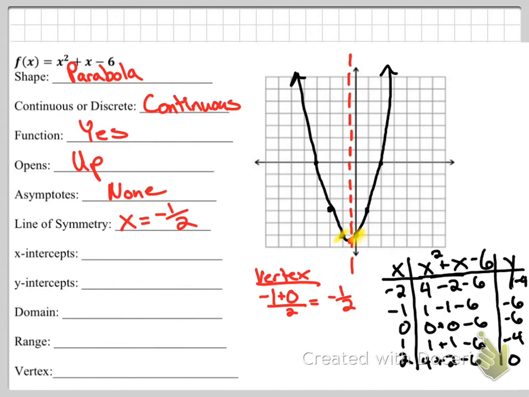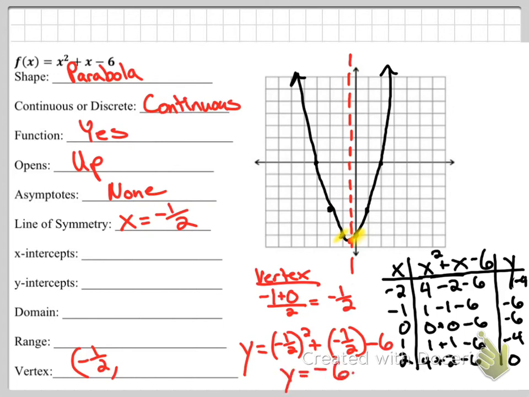While we're at it, we need to find the y value of the vertex, right? So I've got this vertex answer blank down here, -1/2, comma. We need to plug it in to get the y value. So my equation is x squared, so -1/2 squared, plus x, -1/2, minus 6. If you carefully do that math, you get -6.25, or -6 1/4, or however you want to write it, as long as it's an equivalent answer.